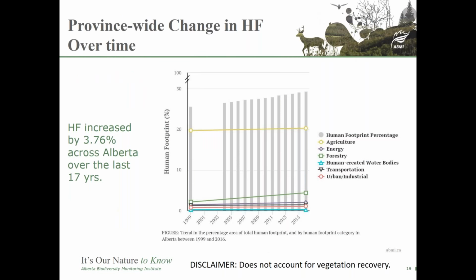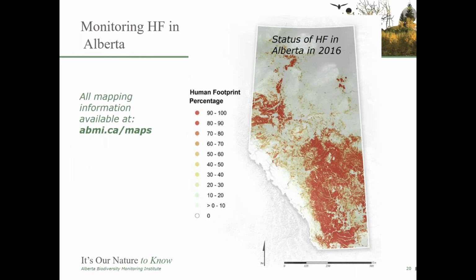And in this graph, we can see the province-wide change in human footprint over time. So over the past 17 years, there's been a province-wide increase in human footprint of approximately 4%. The most significant increase by category is the forestry footprint, which has increased by 2.26%. For contrast, the agriculture and energy footprints have increased by about 0.6% each. And here we're showing the absolute percentage of human footprint created in the province. The areas in dark red show high percentage of human footprint, whereas the lighter shades of yellow are showing smaller percentages.